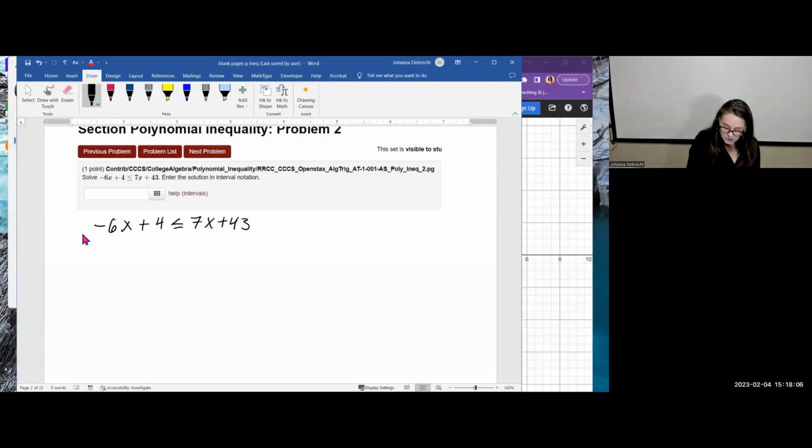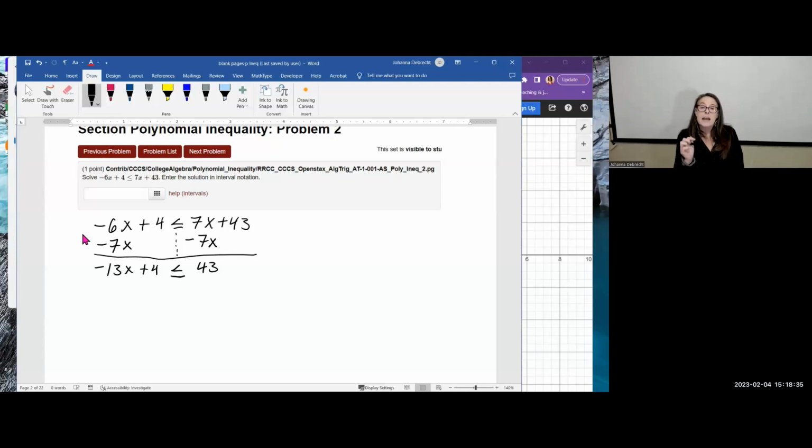So now what I'm going to do is isolate x by getting my x terms together. This time, instead of moving the smaller term, -6x, I just move the 7x to the left. Now this gives me -6x minus 7x. Note that I'm keeping it balanced across the inequality symbol. And this gives me -13x plus 4, which is less than or equal to 43. My less than or equal to doesn't look quite right. There we go. Now I need to isolate the variable term with x in it by moving the +4 to the right.